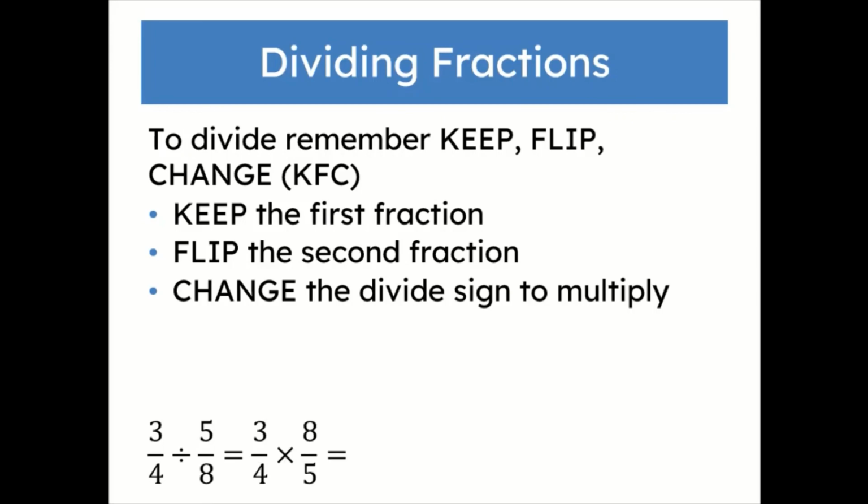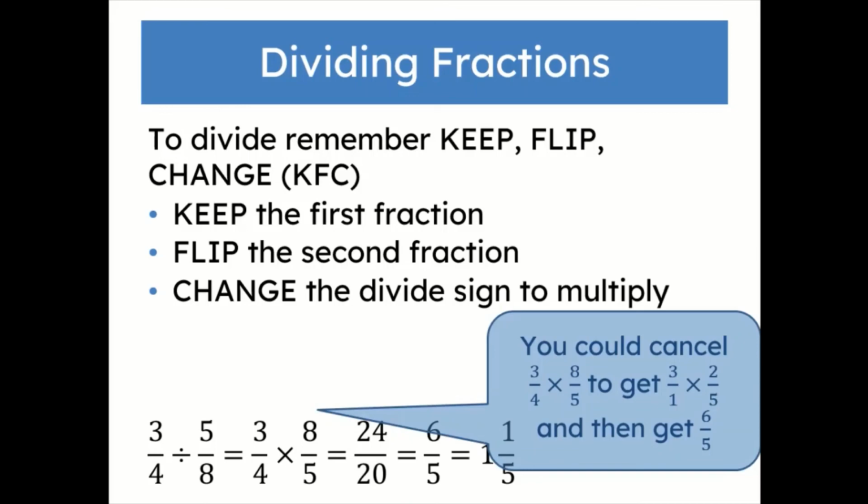3/4 divided by 5/8. Flip the second, so 3/4 times 8/5. 3 8s are 24, 4 5s are 20, and this will simplify. This becomes 6/5. And that's 1 1/5. But we could make it even quicker. We remember, when we've got our 3/4 times 8/5, the 8 and the 4 will cancel, and we get 3/1 times 2/5, and we get 6/5 straight away without having to simplify earlier, just like we did with multiplication.